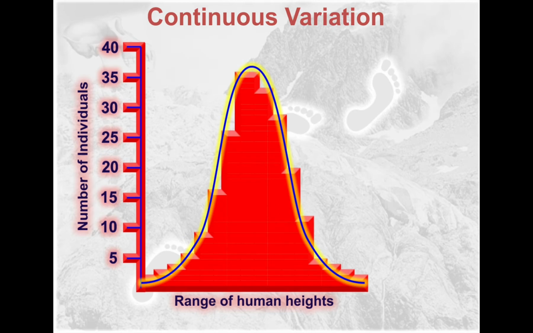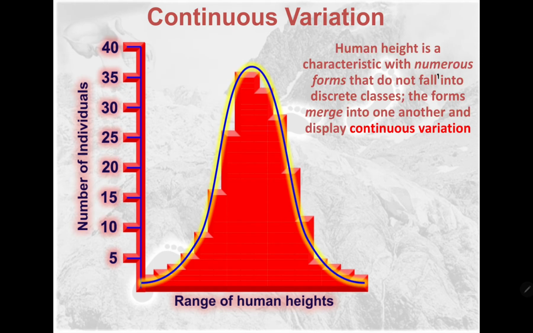Continuous variation is shown in this graph. There's a range of different heights, and many heights are shown. There is a bell-shaped curve here, which we can see, highlighting all the different heights in the human population. Most humans are found in the center of this graph, or around the center of the graph. So human height is a characteristic where there's numerous forms and they do not fall into discrete classes like we've seen before with discontinuous variation. The forms all merge into one and result in continuous variation.